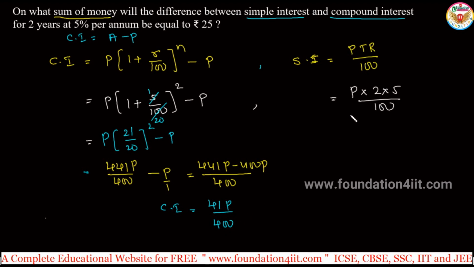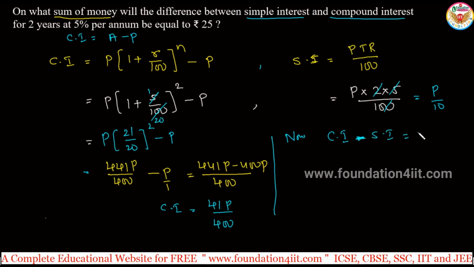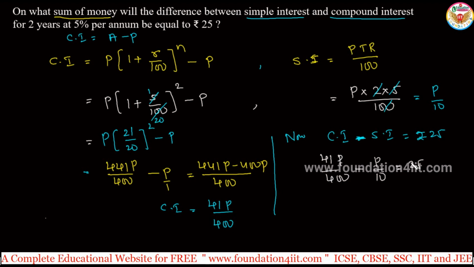Okay, so this is the compound interest. And simple interest, you can calculate this. 2 into 5, 10. So p by 10. Okay, this is the simple interest. So now, according to the rule, the difference between these both is rupees 25. Actually, compound interest minus simple interest is equal to rupees 25. Compound interest in this problem, 41p by 400 minus p by 10 is equal to 25.